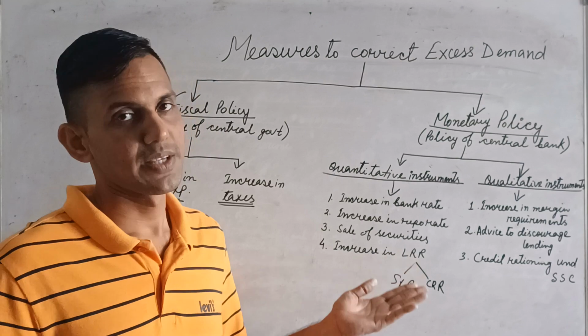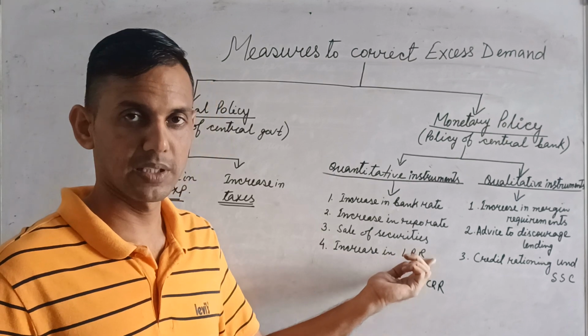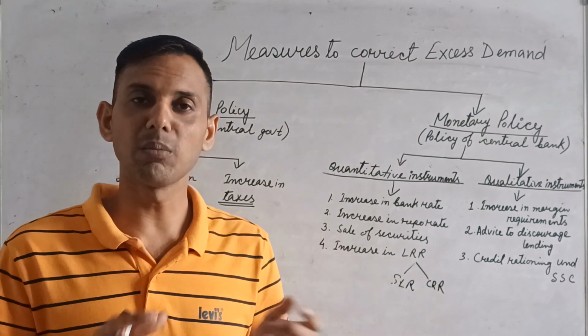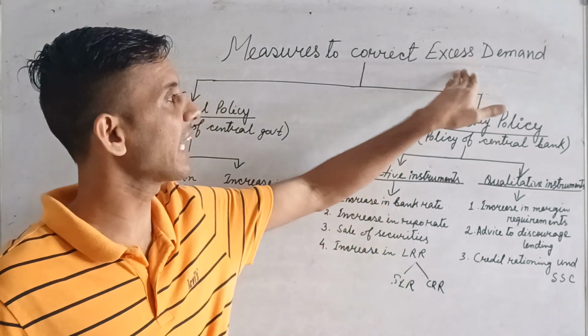Increase in LRR, same thing. When the central bank increases LRR or CRR or SLR, then the commercial bank will have less amount for loans, and it can correct the excess demand.